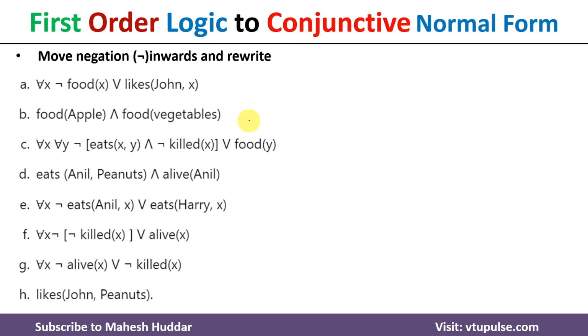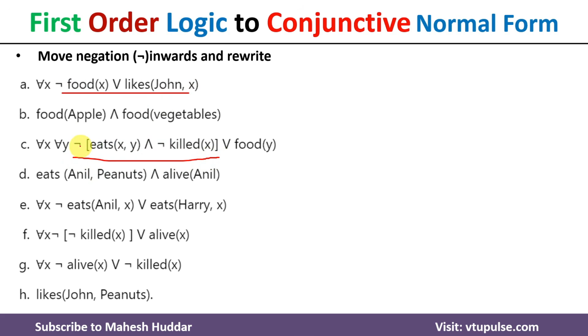Now what we need to do is move the negation inwards and then rewrite the statements. That is nothing but applying De Morgan's law here. In this case, we don't have any negation before the brackets over here, so there is no need to move anything inside. If you look here, we have one option in this case. Negation has to be moved inside.